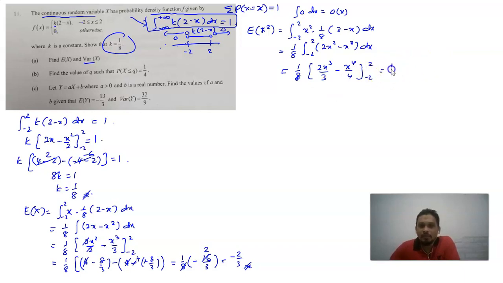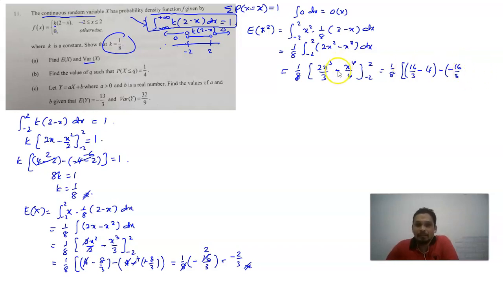Okay, now 1 over 8, substitute x with 2 first. 2 cubed equal to 8, times 2 equal to 16, so 16 over 3, minus 2 power 4, 2, 4, 8, 16. 16 divided by 4 equal to 4. Minus, now for negative 2 here: negative 2 cubed equal to negative 8 times 2 equal to negative 16 over 3.